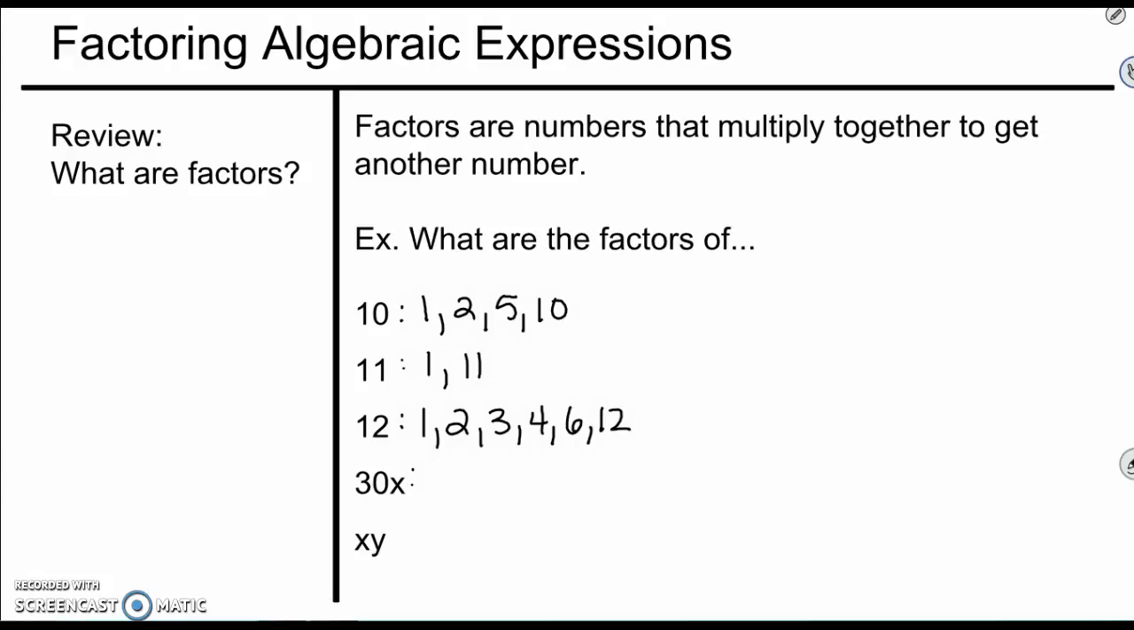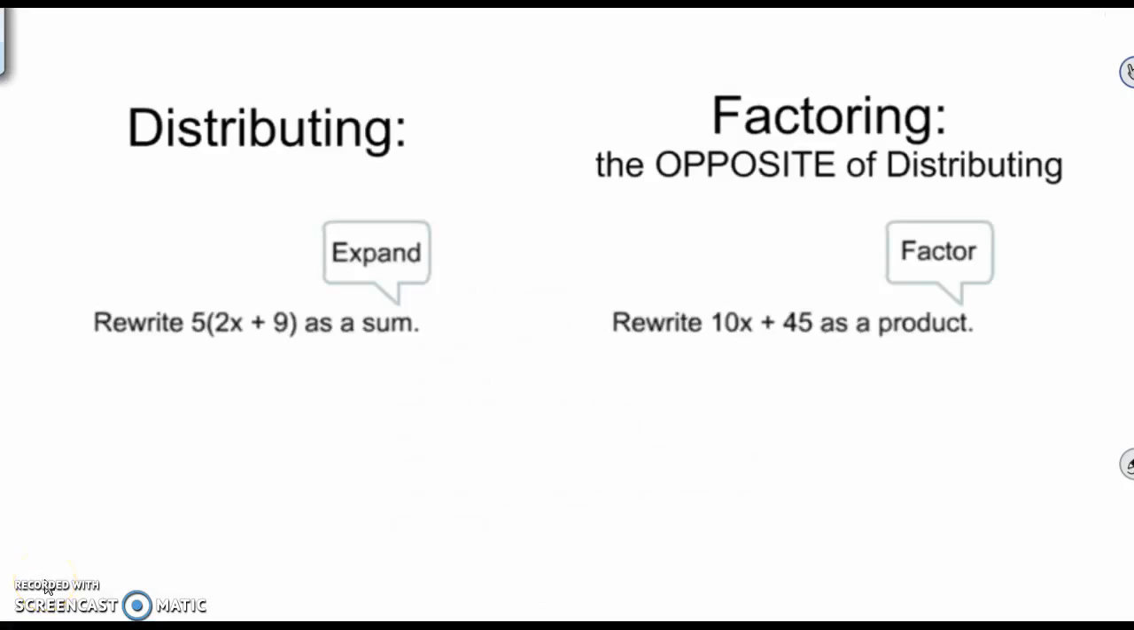The factors of 30x are 1, 2, 3, 5, 6, 10, 15, 30, and x. If you see a variable within your set, make sure you include that as a factor for that number. And finally, the factors of xy are x and y, because x times y equals xy. Factoring is the opposite of distributing.